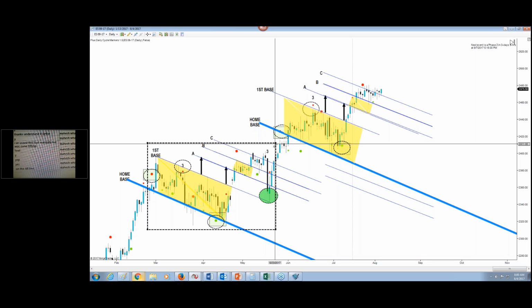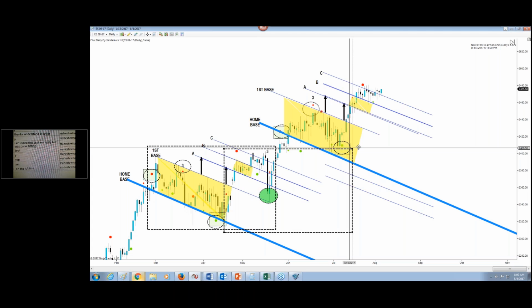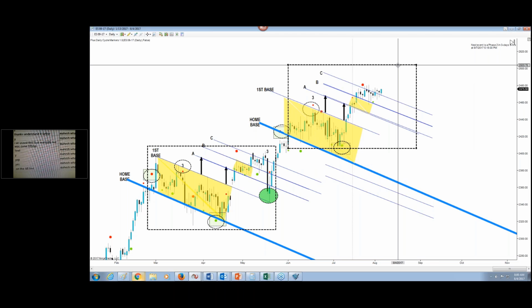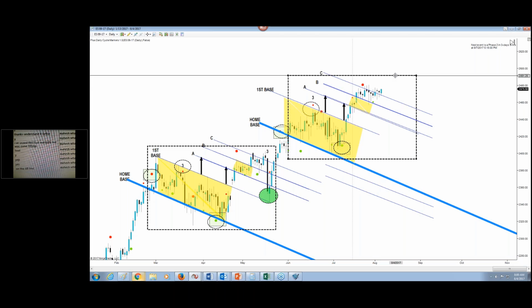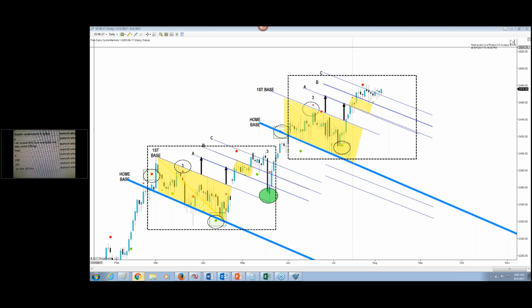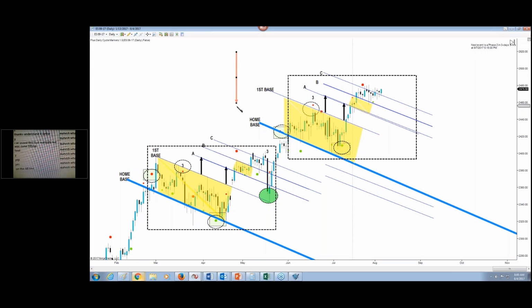Right there is one. We're currently in the second one. Here's the deal. There's a phase 4 right here. And there's a phase 4 right here. See it?